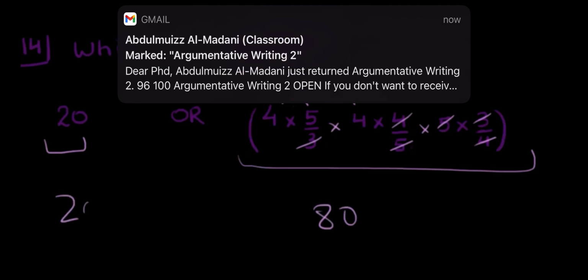So I've got an 80 over here and a 20 here, which is greater. Most certainly, the answer on the right-hand side. Next question, question number 15.